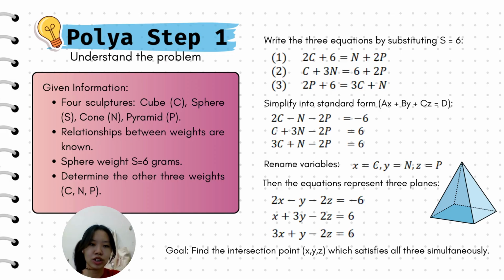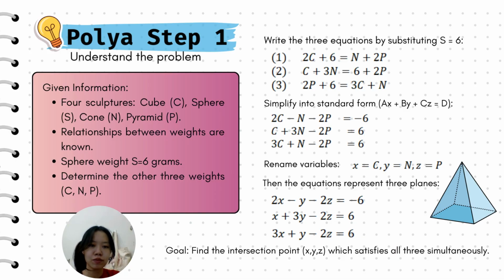First, write the 3 equations by substituting s equals 6. 3c plus 6 equals n plus 2p. c plus 3n equals 6 plus 2p. 2p plus 6 equals 3c plus n. Then simplify into standard form, ax plus by plus cz equals d. Therefore, 2c minus n minus 2p equals negative 6. c plus 3n minus 2p equals 6. 3c plus n minus 2p equals 6.